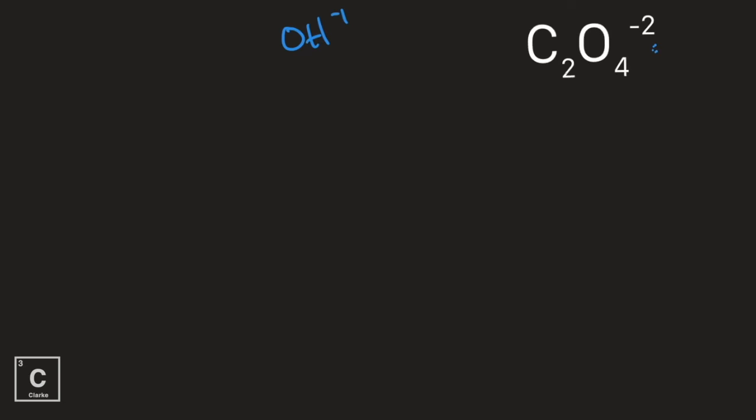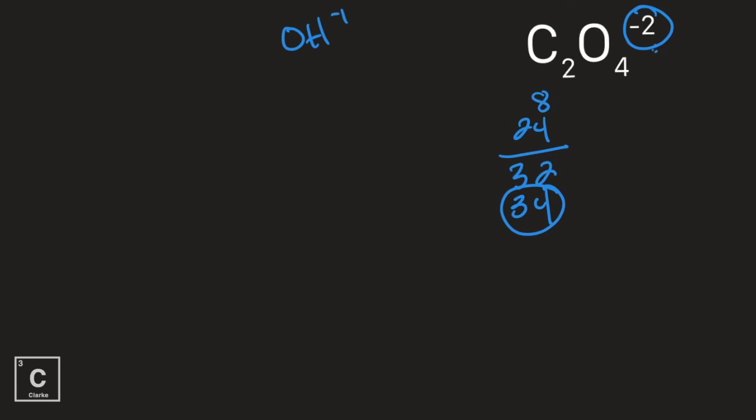Carbon has 4 valence electrons, and we have 2 of them, so that's 8. Oxygen has 6 valence electrons, and we have 4 of them. 6 times 4, 24. Let's add that up. I've got 32, but this -2 means we have 2 more electrons than we should have. We're starting with 34 electrons, y'all.